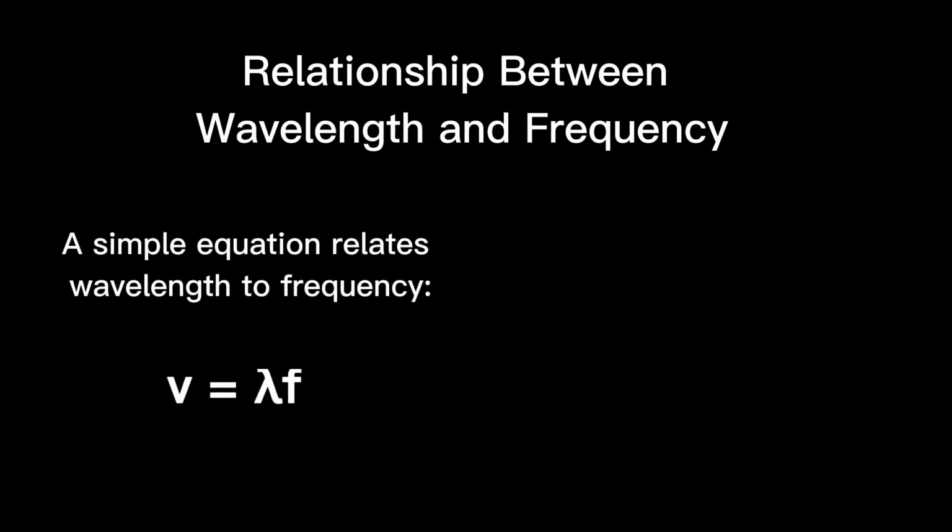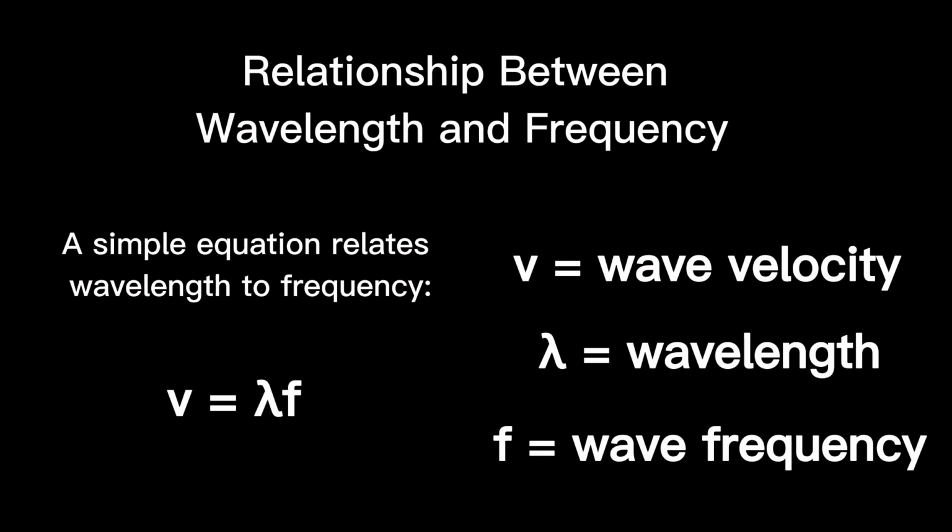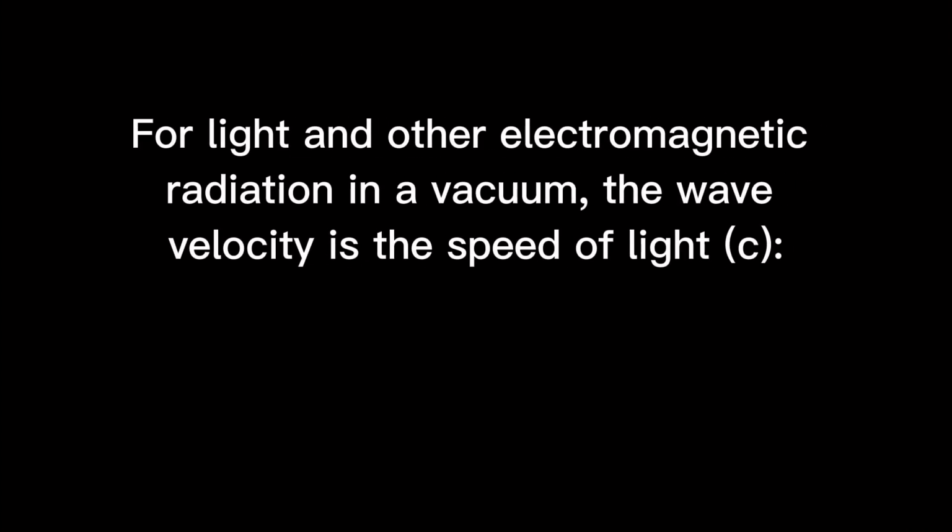So what's the relationship between frequencies and wavelengths? Easy. It can be written as v = λf, where v is the wave velocity or how fast the wave propagates in the medium, λ is the wavelength or distance over which a wave shape repeats, and f is the wave frequency. However, for light and other electromagnetic radiation in a vacuum, the wave velocity is the speed of light, or can be written as c = λf.